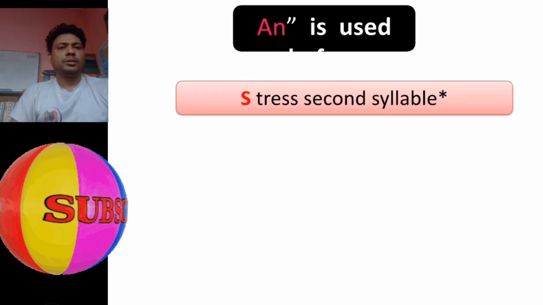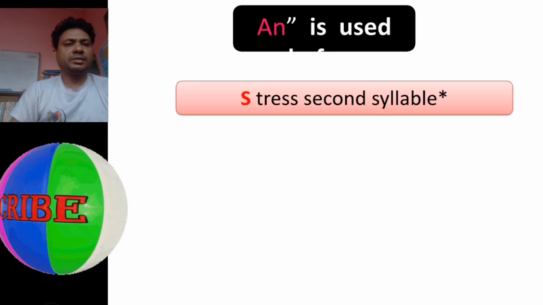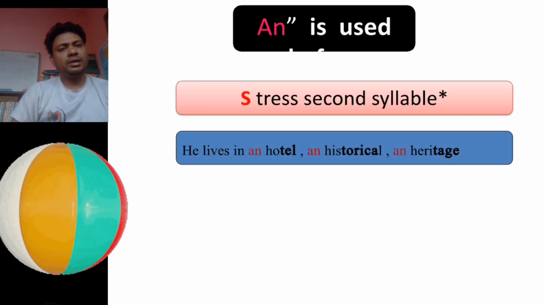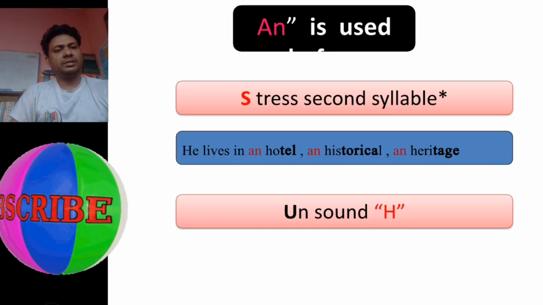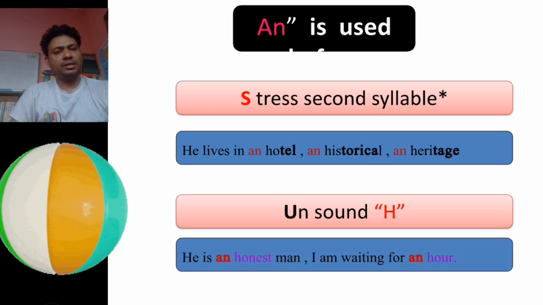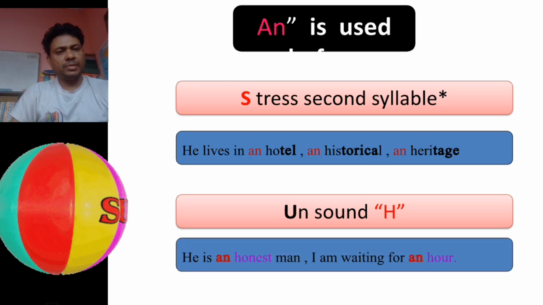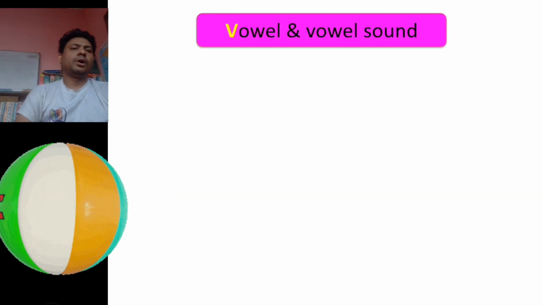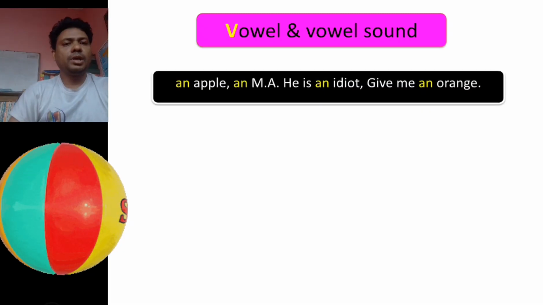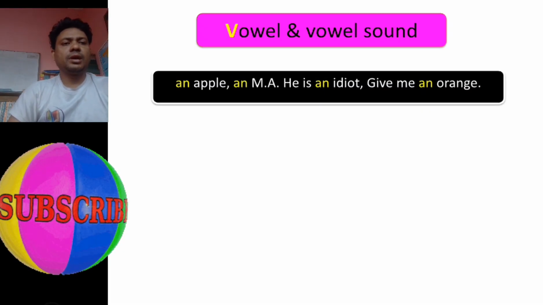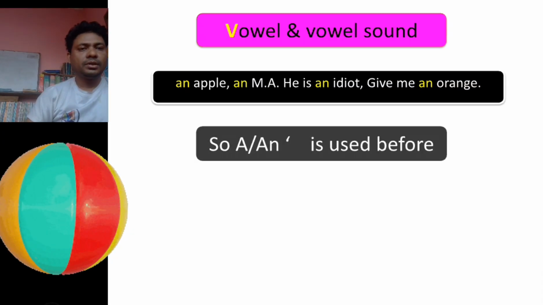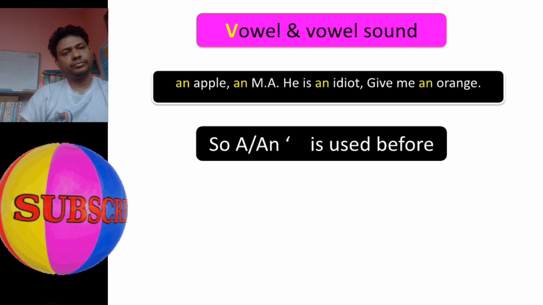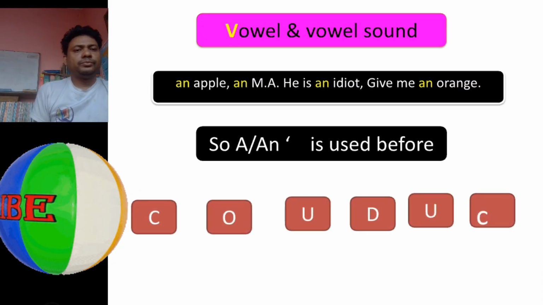An is used before a vowel sound. He lives in an hotel. An historical and heritage. Silent sound H, even sound H, as he is an honest man. I am waiting for an hour. Vowel sound: an apple, an MA, he is an idiot. Give me an orange. So a or an is used before COUDUC.